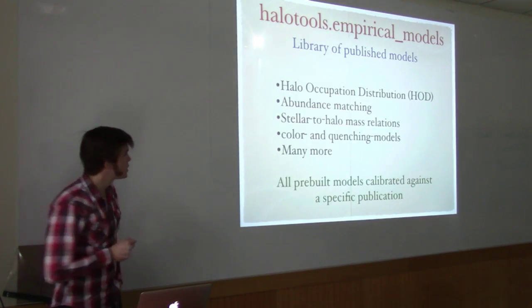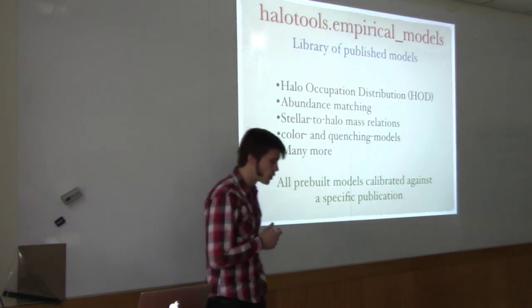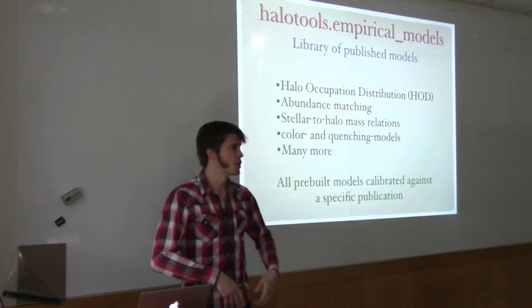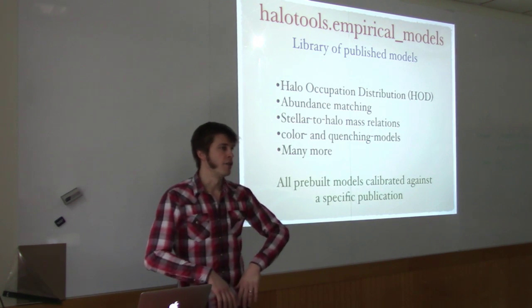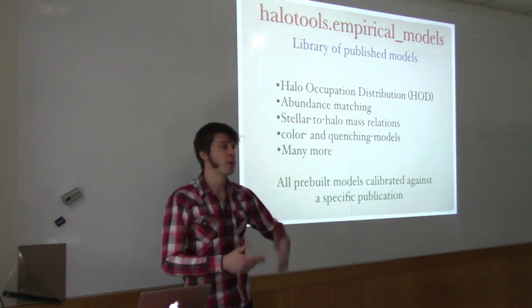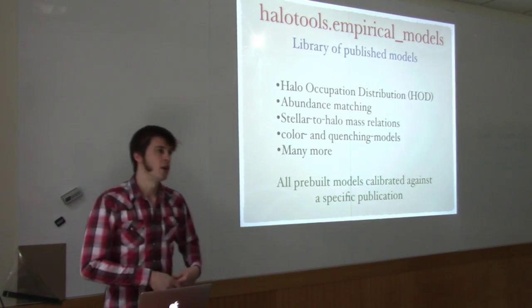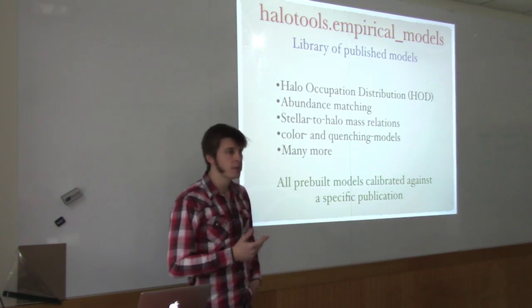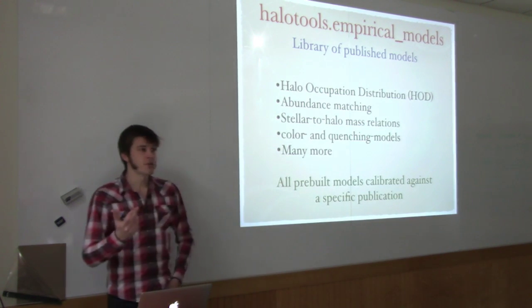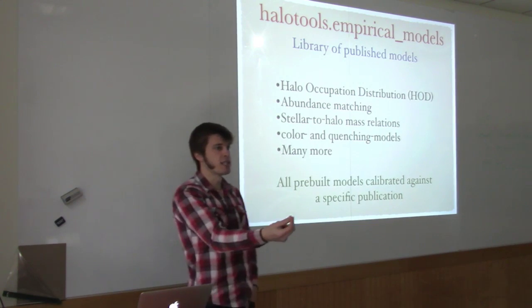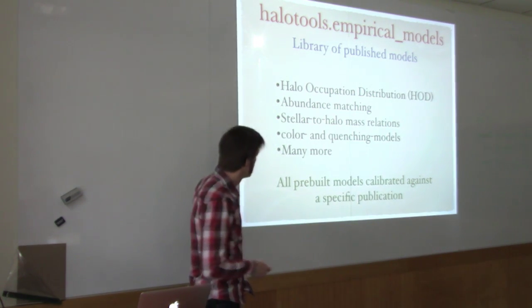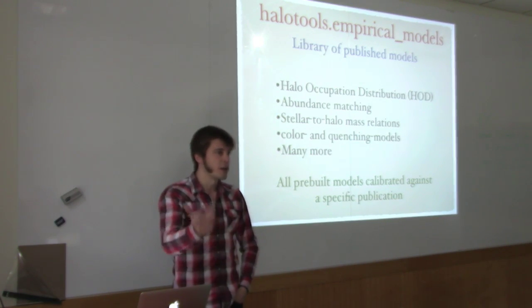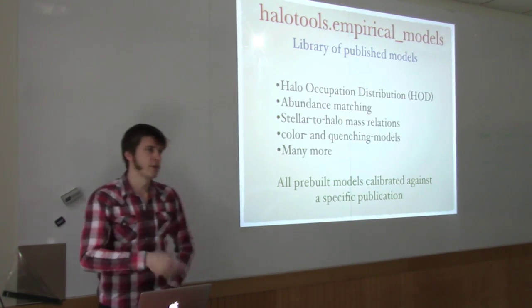So starting off with the empirical models. Currently, the simplest bread and butter of Halotools is pre-built models of the galaxy-halo connection, which are calibrated against some existing publication. The most common ones being the HOD or abundance matching, the stellar-to-halo mass relation. So you give me a halo mass, I give you a stellar mass of a galaxy which lives in that particular halo. There are also models for the color dependence of galaxies and how that varies as a function of, say, halo mass or as a function of halo age.